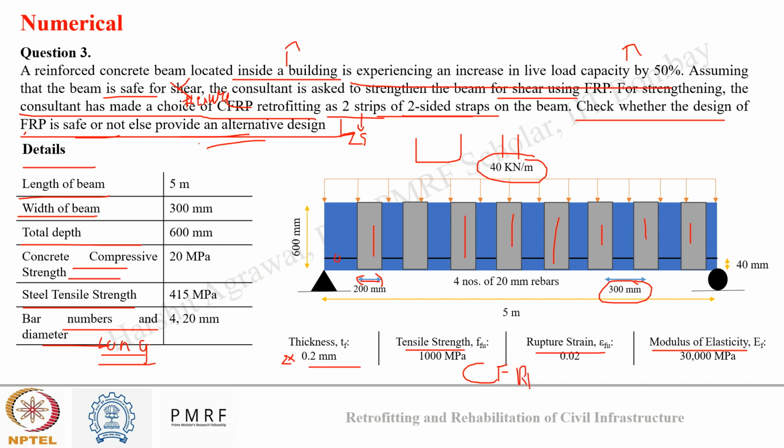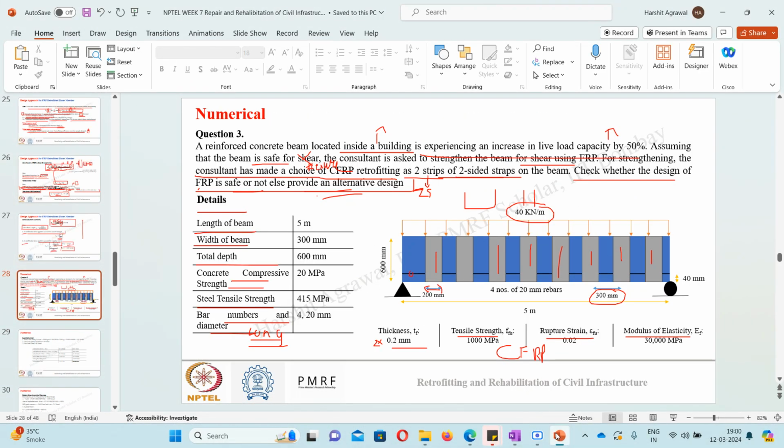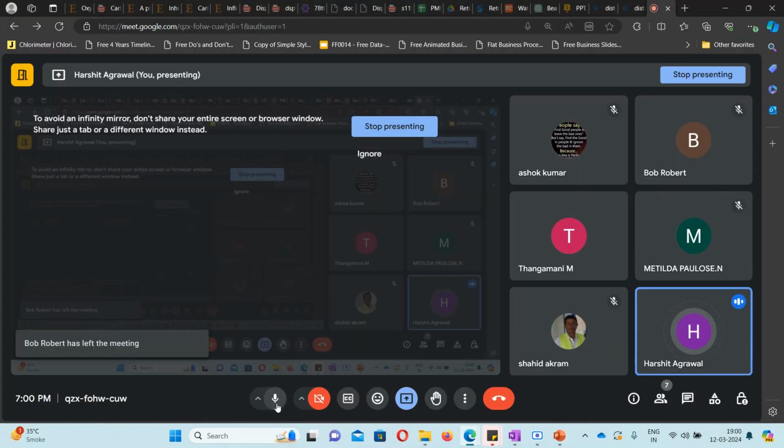Just try to think how we will proceed ahead in this question, and then we will see the solution. In the meantime, if anyone has any doubt regarding shear strengthening using FRP, they can post their queries in the chat box. I will mute myself for a couple of minutes.